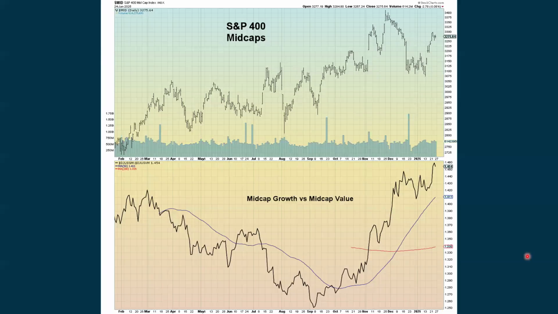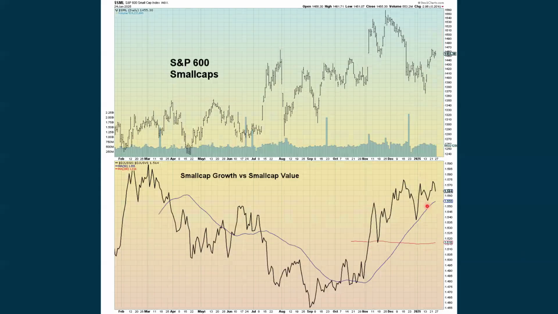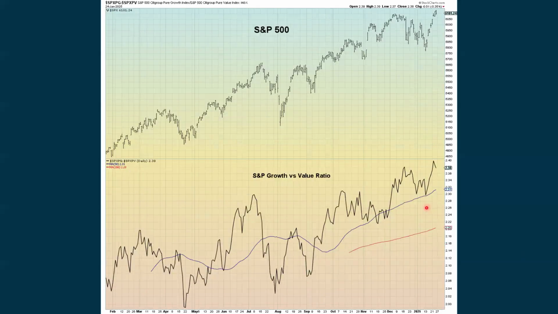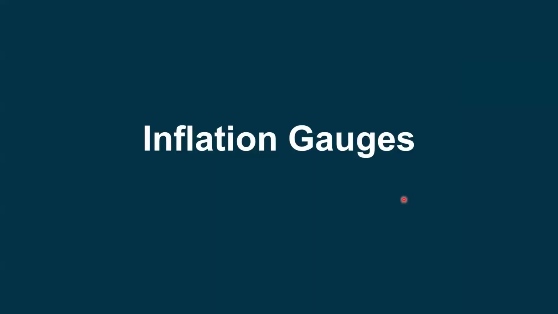We look at the mid caps. Usually I look at the small caps first; I have them in the wrong order here. But mid cap growth to value is looking pretty strong right now. Small cap growth to value is also in an uptrend. S&P growth to value is also in an uptrend. So these are pretty healthy signs for the market. Even when the indexes might be going down, these ratios can be going up, and that builds some strength into the underlying market.